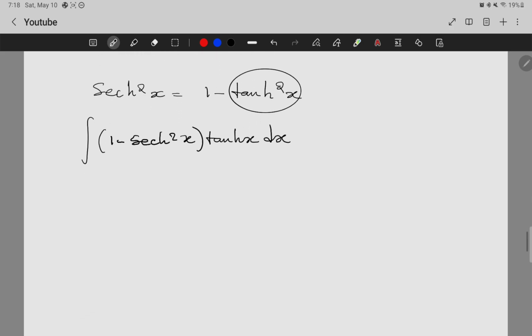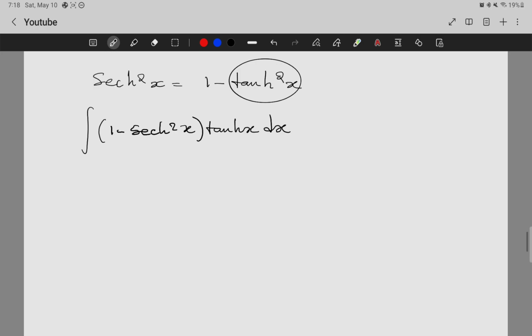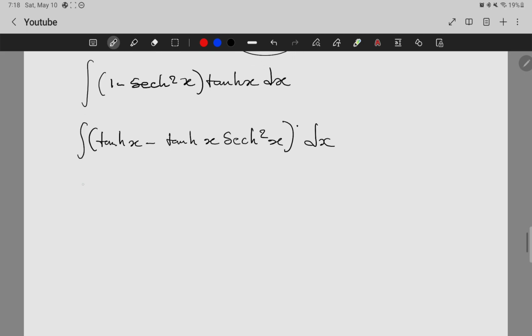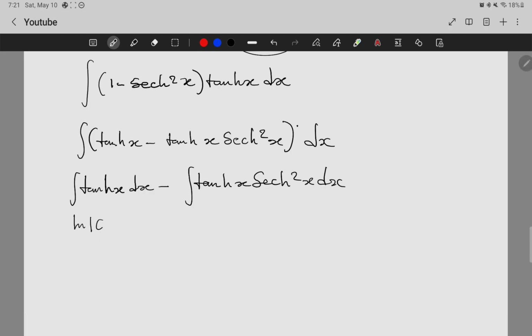So we'll distribute the tanh x there. If I distribute, we now have the tanh x minus, then here we'll have tanh x and then sech squared x dx. So the first one is straightforward, the integral of tanh x dx. The second one, we still need to use another substitution here, sech squared x dx. For the first part, the integral of tanh x there, that will just be ln of cosh x.